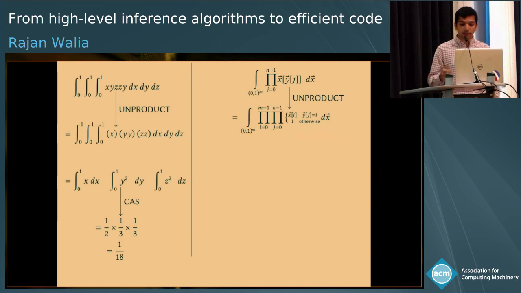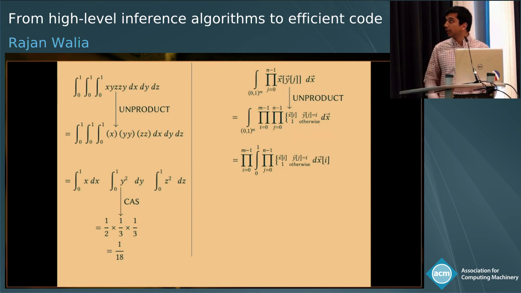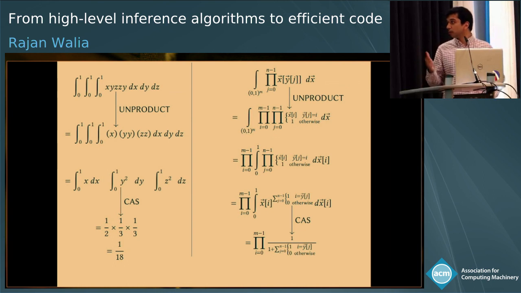Well, once we have this, we can take the outermost product out of the integral. When we do that, we go from a higher dimension integral of dimension m to a single dimension one. Once that happens, we can again use our computer algebra systems to calculate this integral. This is a simple integral of a power to the x, which is 1 over 1 plus the power of the x. So that's how we use unproduct along with a computer algebra system to solve this problem of integrating high and arbitrary dimension integrals.